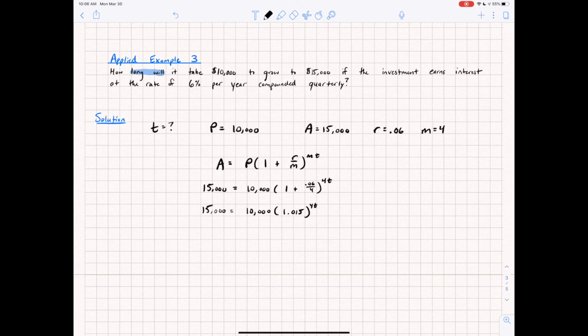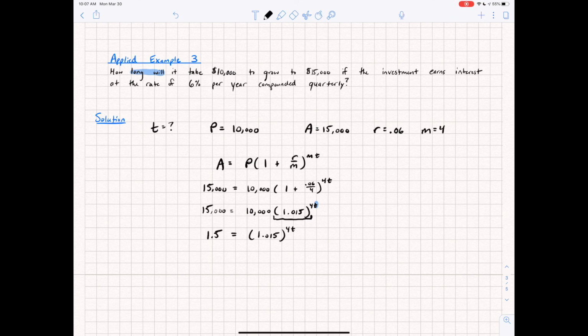Now, this problem here is exactly the same idea and concept as example 1, where the variable that I'm looking for is in a power. And so I need to get it out of the power by using properties of logs. All right, so the first step is to get this entire exponential piece where my t is by itself. So I need to divide both sides by 10,000. This is going to give me 1.5 is equal to parentheses 1.015 to the 4t.